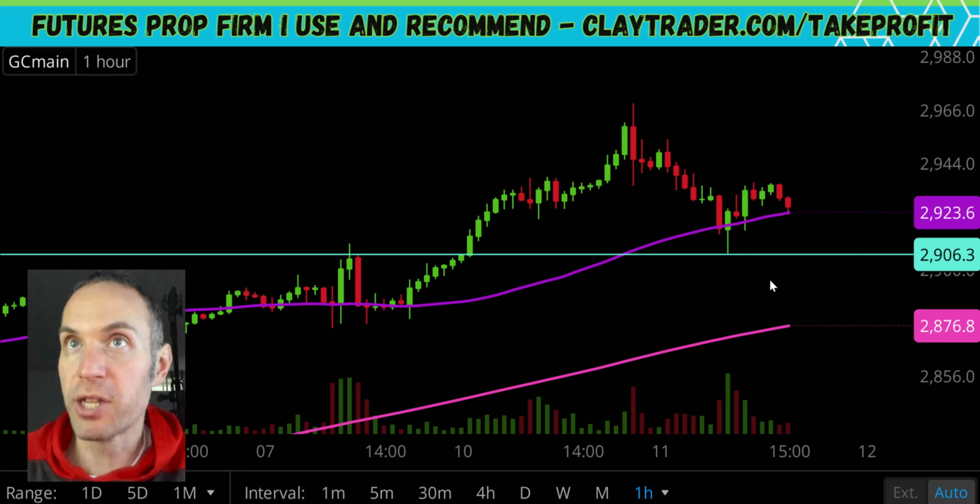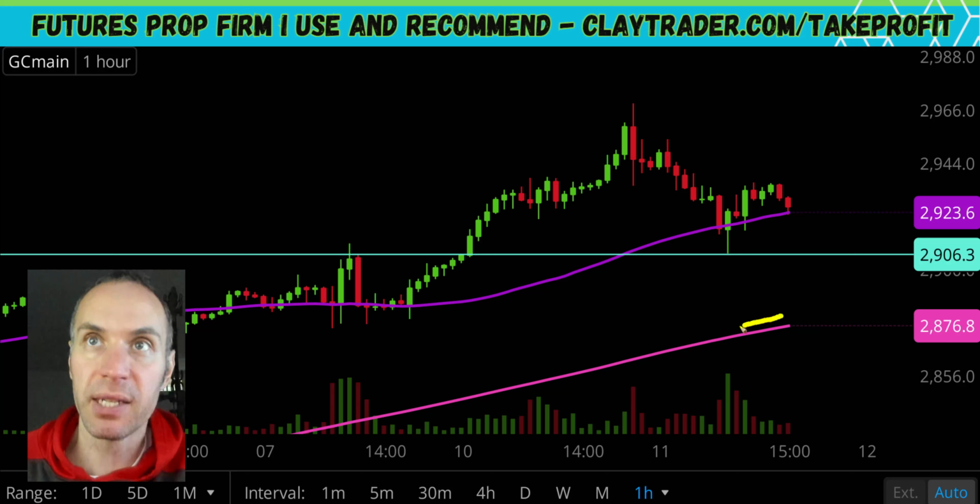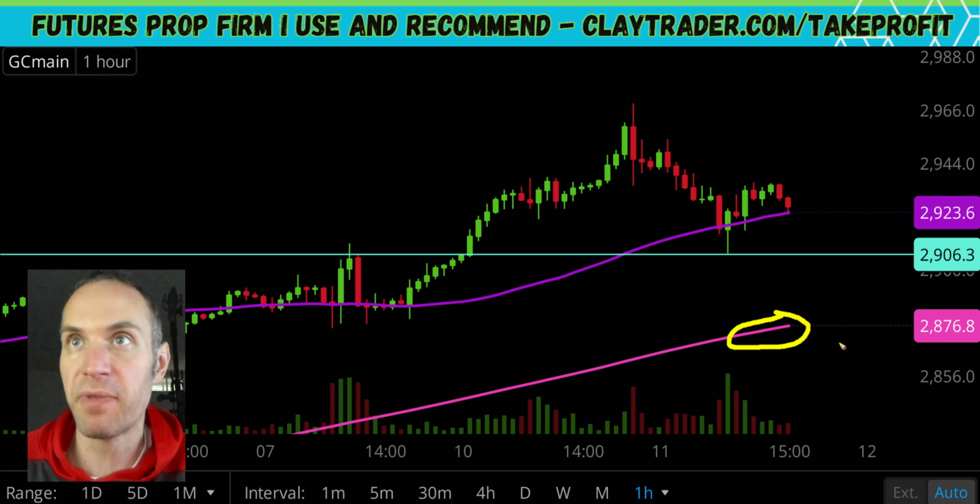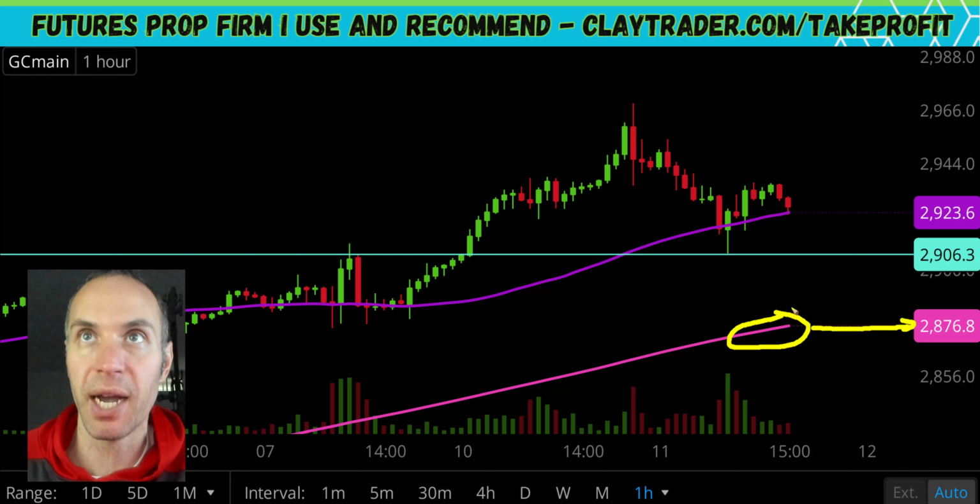So moving forward in terms of areas of support, 2906 is definitely going to be an important level. In the event the price breaks down through that level, the next key area of support would be the 200 period moving average, right now valued at right around 28.76. So keep an eye on those couple areas.